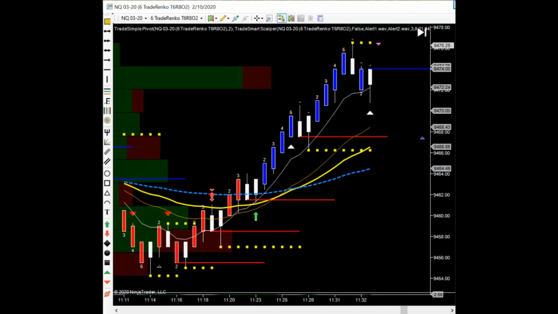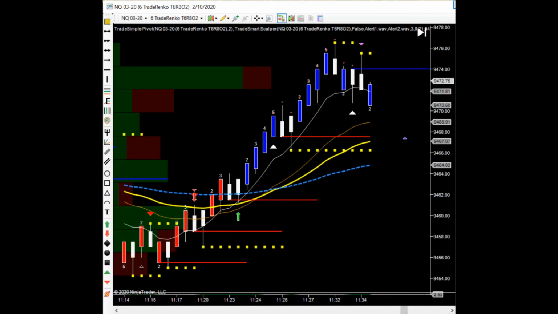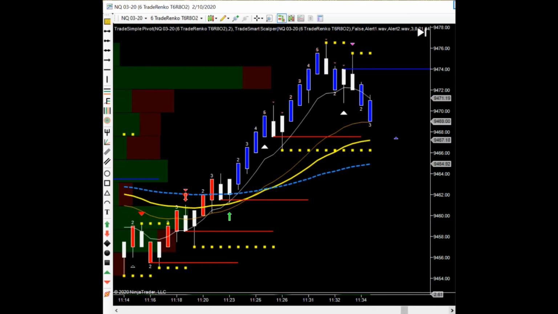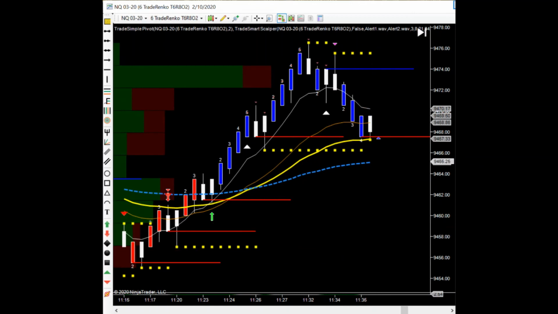I see the resistance bars up here, the resistance dots. And it does go back down. So yeah, that would not have been a very good trade there. So this one, yeah, this one's good.